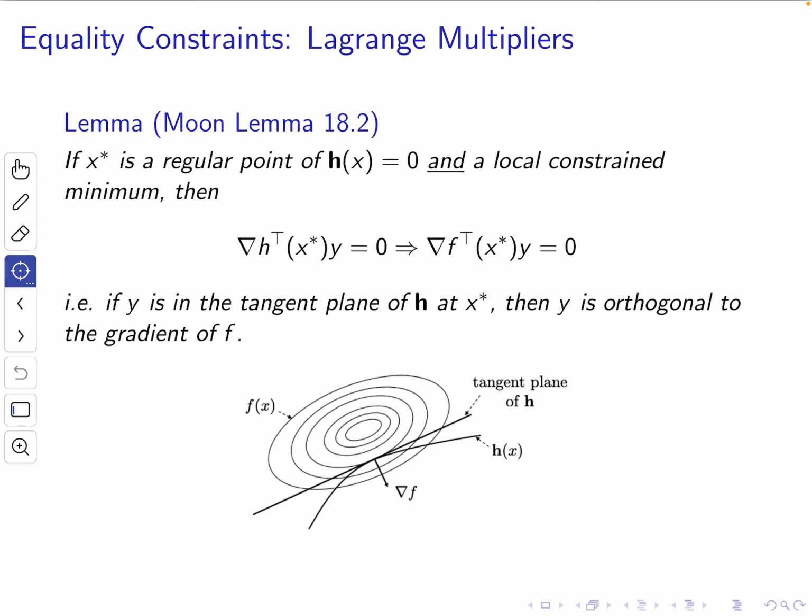At this local constrained minimum, the gradient points orthogonal to the tangent plane. We also know that at a local constrained minimum, h aligns with f. So this tangent plane has to be orthogonal to both the gradient of the constraint and the gradient of the function. In other words, the gradient of the constraint and the gradient of the function have to line up with each other.